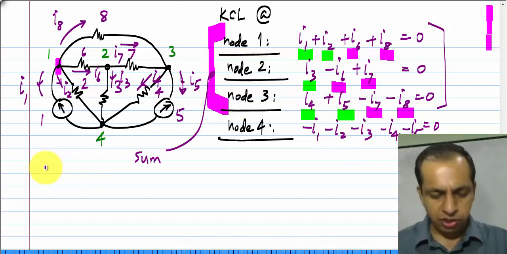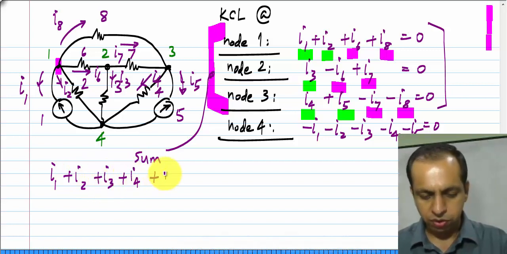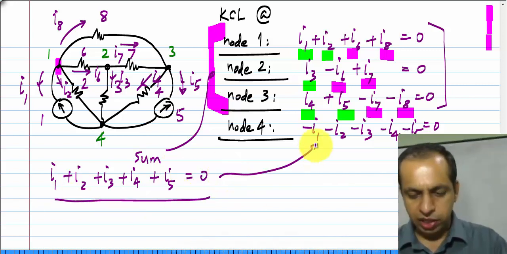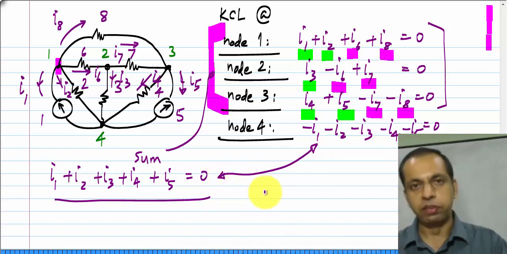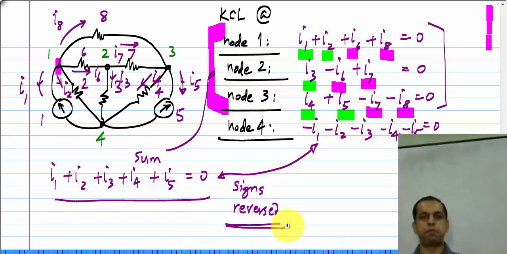So, if I sum all these equations, I will get I 1 plus I 2 plus I 3 plus I 4 plus I 5 to be 0. And you notice that this is exactly the same as the equation for node 4, but with the signs reversed. So, basically the fourth equation is dependent on the first three equations. We have only 3 independent equations.